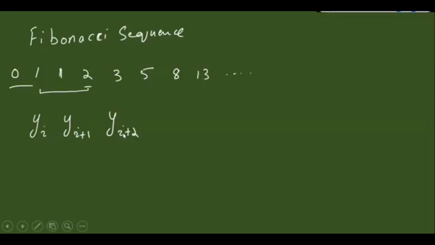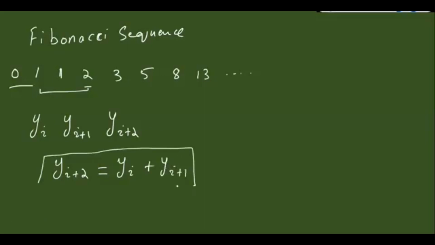Now try to express this in the Fibonacci sequence concept. According to the concept, if these are the three consecutive values and this is the latest value, then this must be equal to the sum of the last two values. So if I write this in the form of an equation, I get yi plus 2, which is the latest value, must be equal to the sum of the last two consecutive values. So this is the equation here.